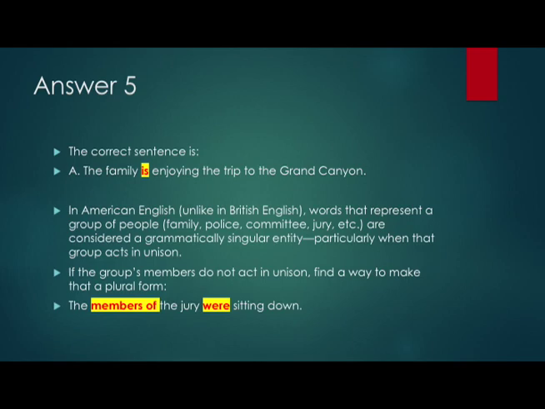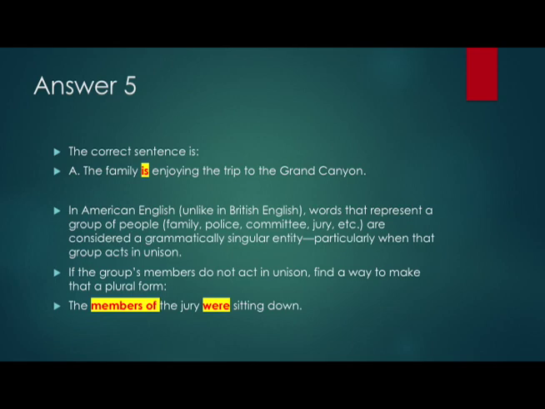in American English, and that's important because it's different in British English. Words that represent a group of people, for example, family, police, committee, jury, and so forth, are considered a grammatically singular entity, especially when that group acts in unison altogether, okay, which is what the family enjoying the Grand Canyon as a group is doing.